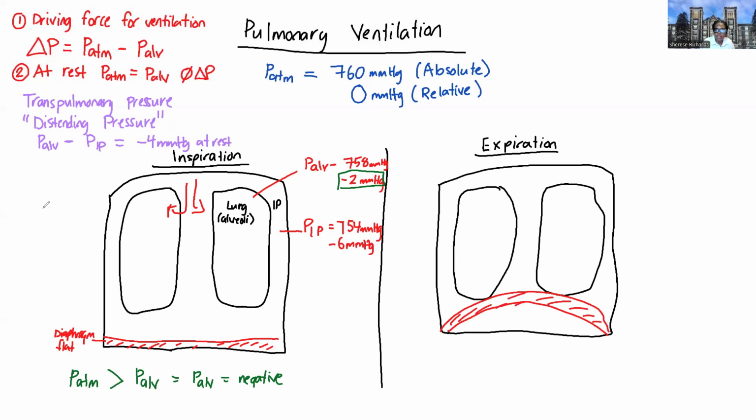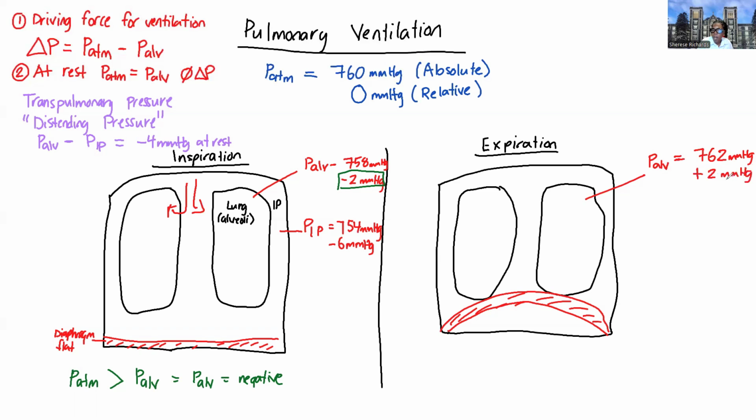Let's think about our pressures now. So here we're going to have alveolar pressure that must be positive in order for airflow to move in the opposite direction. Our intra-alveolar pressure should be equal to 762 millimeters of mercury, right? So 2 above the atmospheric, which, in terms of the relative pressure, would be positive 2 millimeters of mercury.